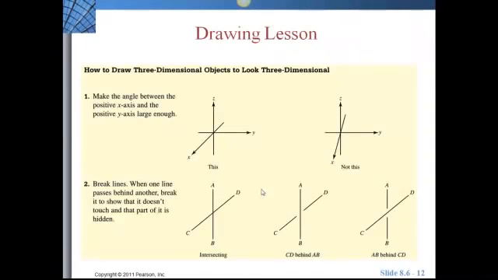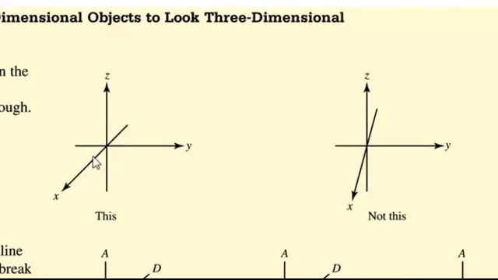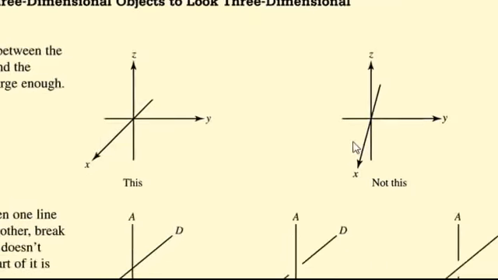And now we're going to have a drawing lesson. We're going to learn to draw three-dimensional objects to look like three-dimensional objects. We need to make the angle between the positive x-axis and the positive y-axis large enough to give the feeling of 3 dimensions. If you make it too small, it's not as clear. We don't get the feeling of three-dimensional as much.